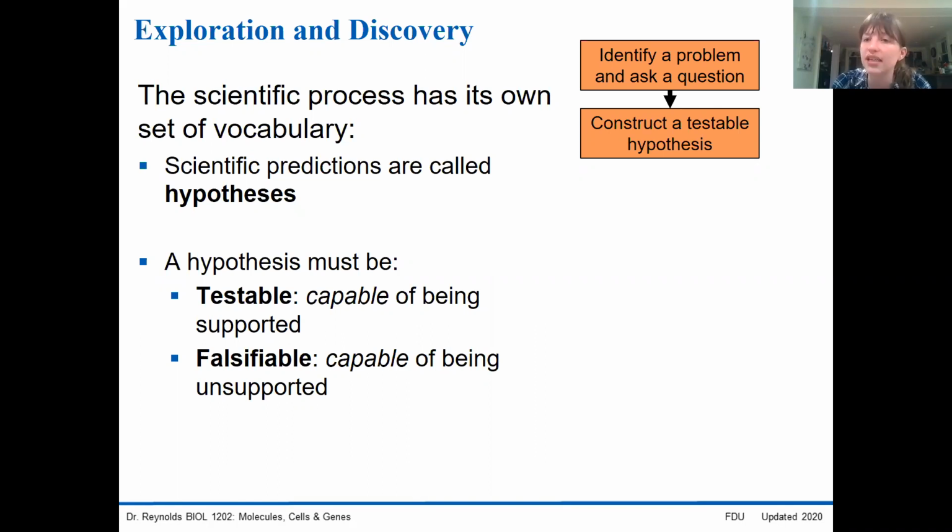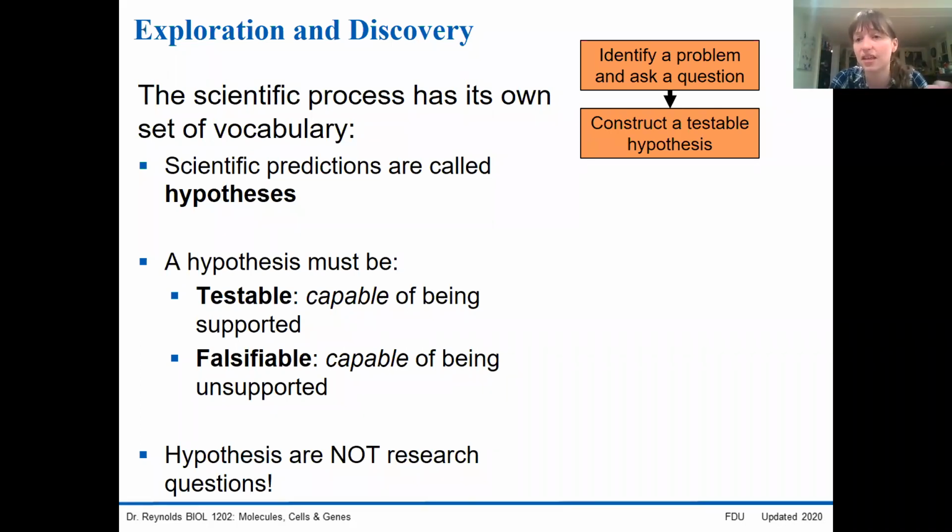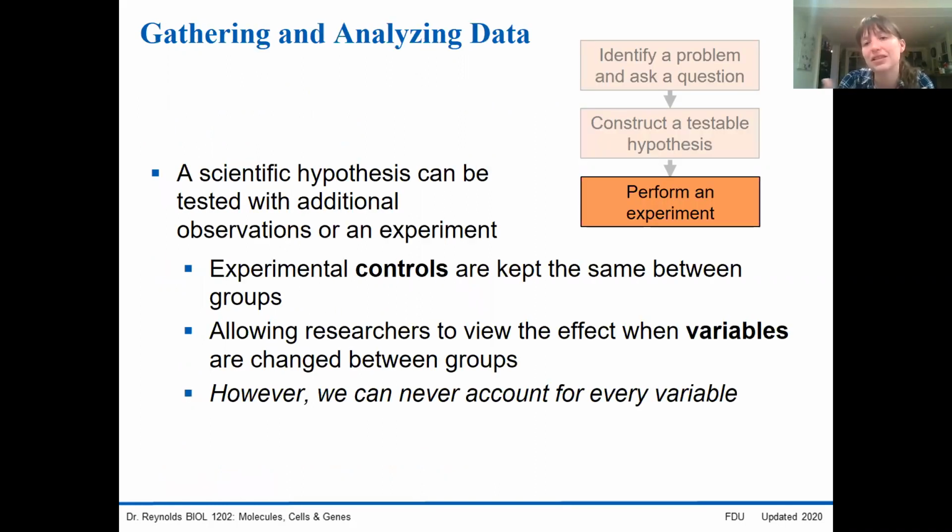In order for a scientific hypothesis to be a reasonable component of exploration, by the way, these are not questions, these are predictions. It has to be something that can be both tested and supported, as well as falsifiable and unsupported. Once we've developed this hypothesis, we need to determine what controls are necessary.